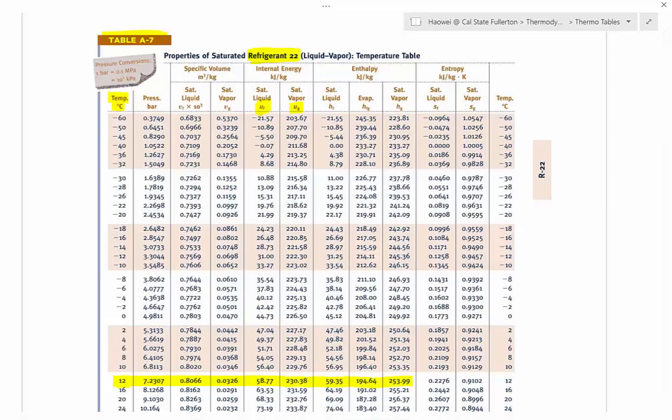Okay, and then if we continue to the right, you can find hf. And what is hf? Specific enthalpy of saturated liquid. And then if you continue to the right, here hg. hg is specific enthalpy of the saturated vapor. And be very careful. What's between hf and hg is called hfg. And what does hfg mean? hfg is equal to hg minus hf. It's the difference between hf and hg.